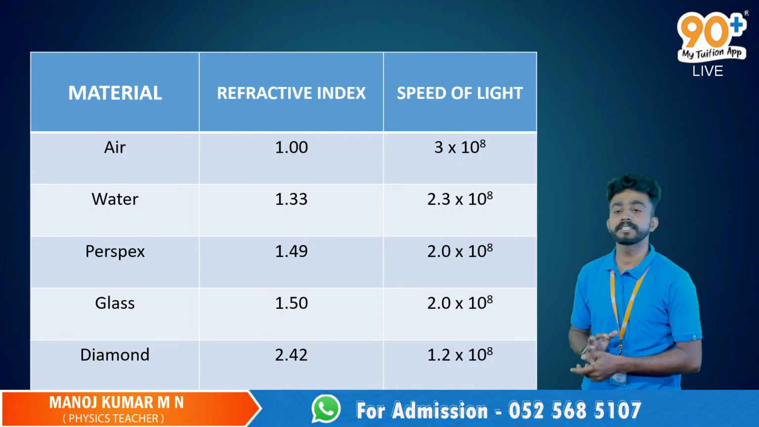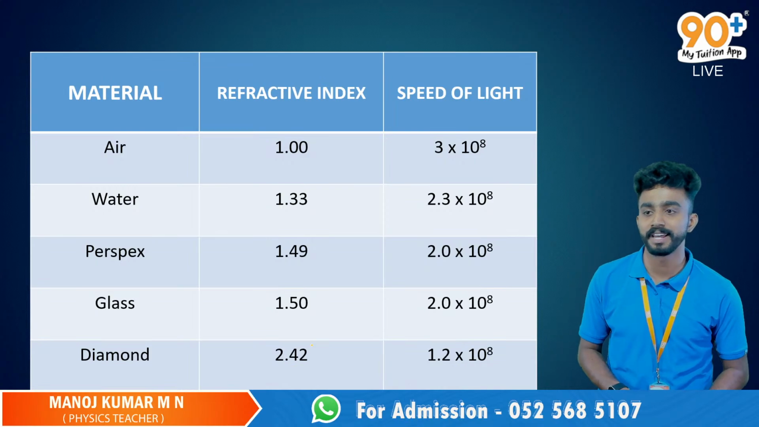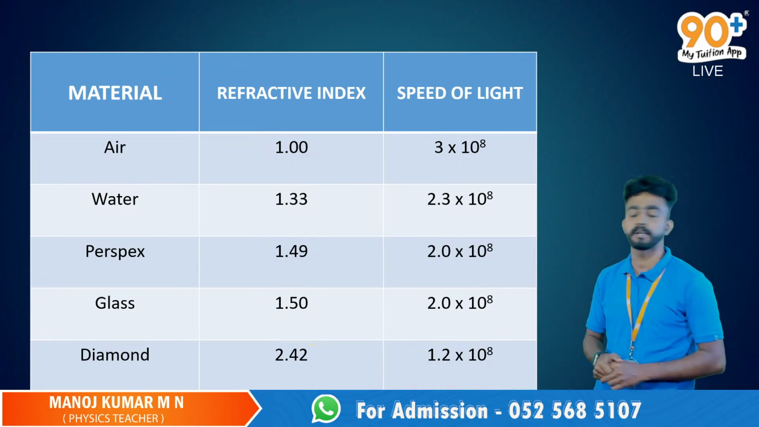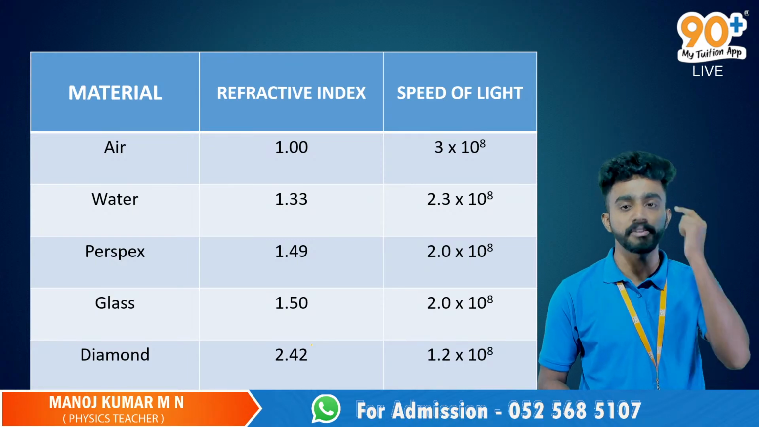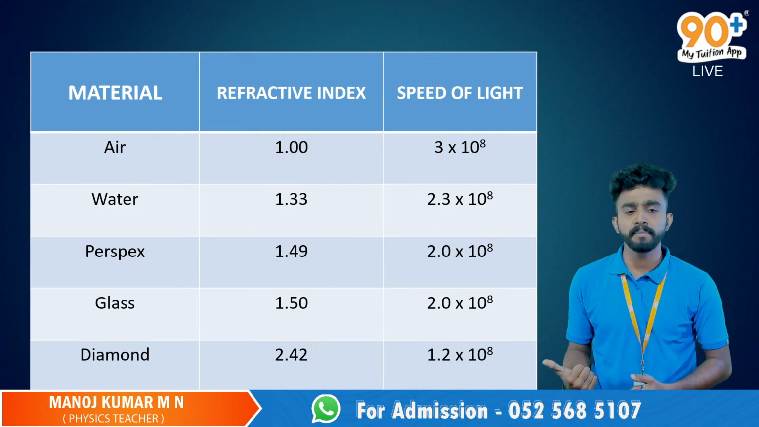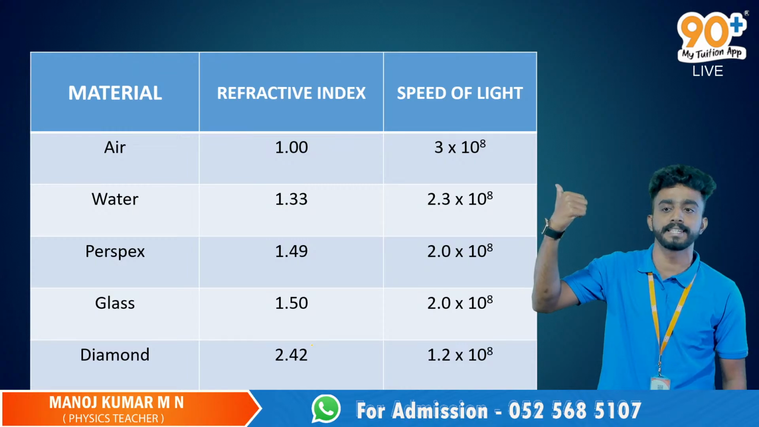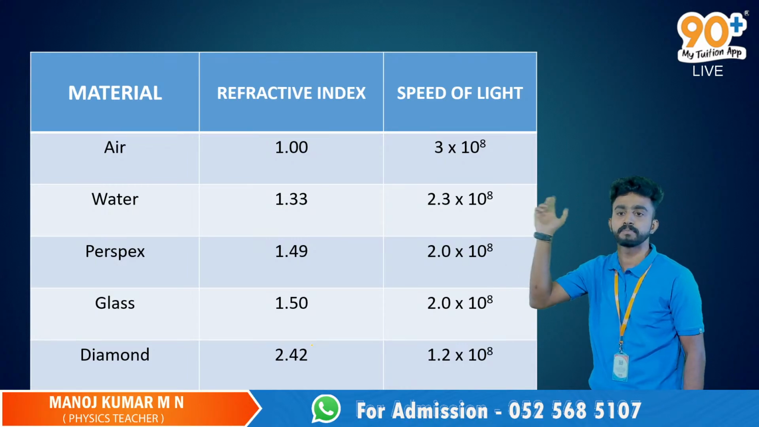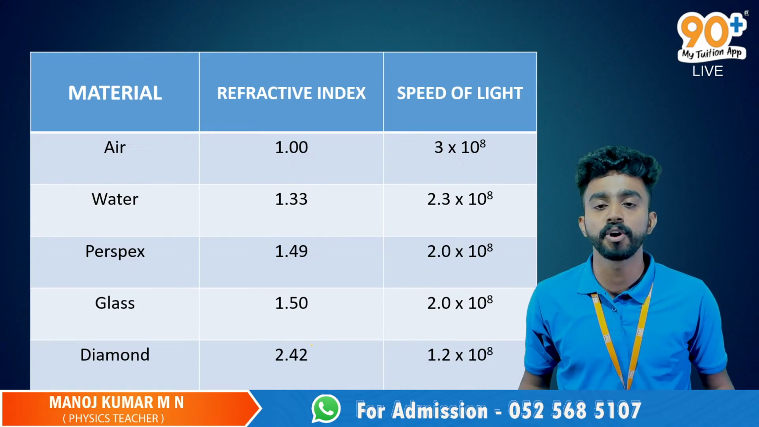What you are supposed to do is know the comparison. Harry is asking, should we learn all the values given in the table? No, you don't have to learn all the values. But what is the thing you have to remember from this table? Do you think diamond is the most dense, or air is the most dense? Which is the most dense material we can consider, air or diamond?